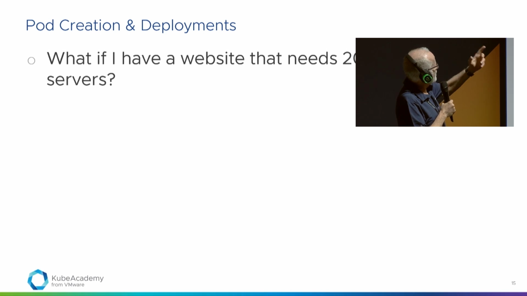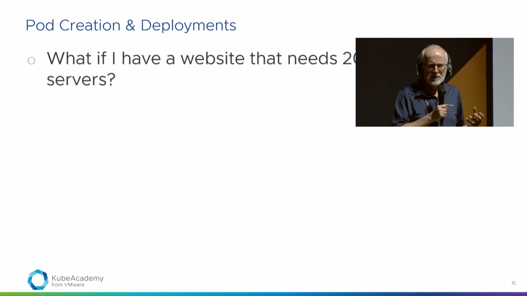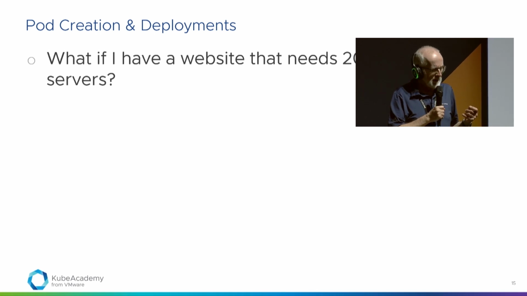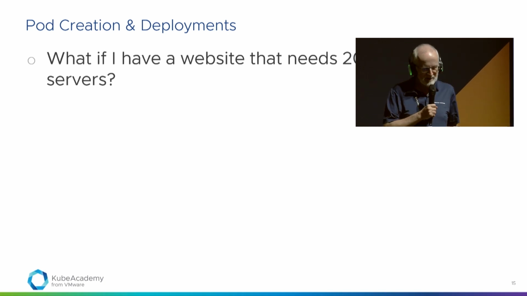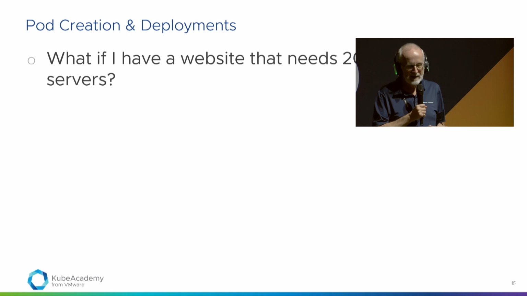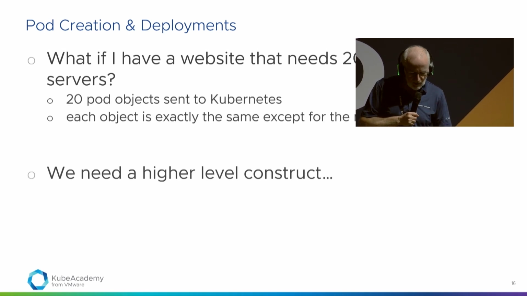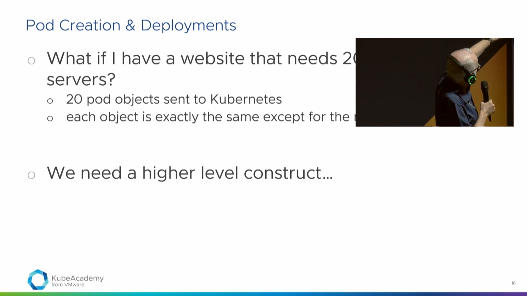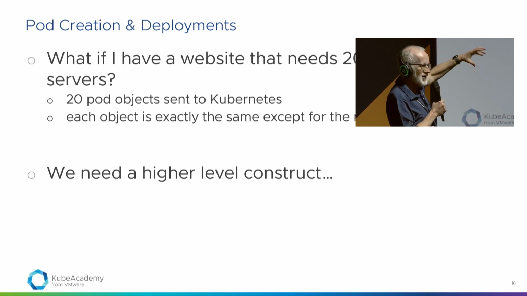Now, what if I have that site that needs 20 Nginx servers? How am I going to manage that? Well, I really want to treat those things as one set of services, one set of pods. And so what you would have to have there is a 20 pod object sent to Kubernetes. They're all the same apart from the name, so you need something that groups those together.